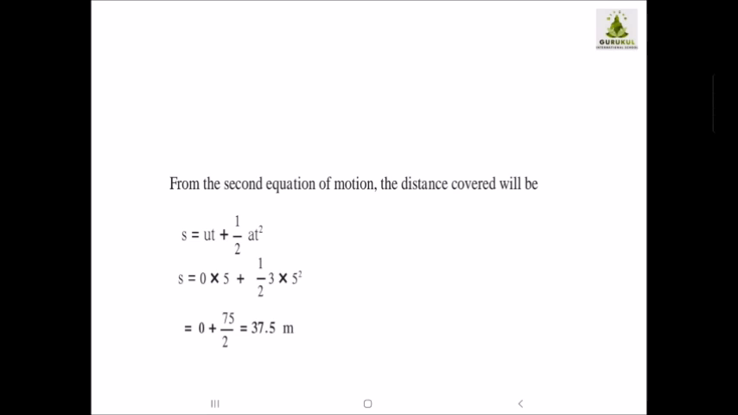37.5 meter. Okay. So this is the distance covered by the boat, by the motorboat. Okay, so in this way you have to study regarding the solved examples and even the mathematical derivations of this chapter.